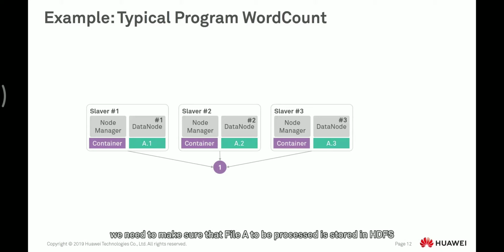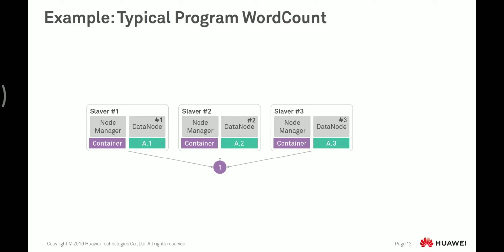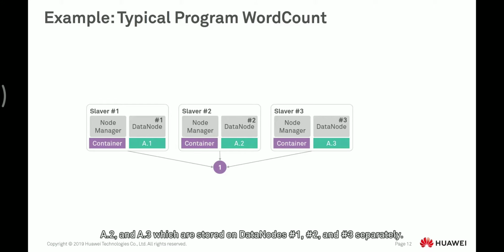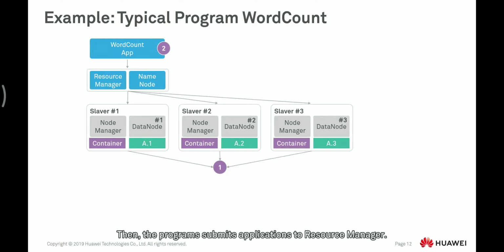First, we need to make sure that file A to be processed is stored in HDFS and divided into blocks A1, A2, and A3, which are stored on data nodes 1, 2, and 3 separately. Then, the program submits applications to Resource Manager. The Resource Manager creates jobs based on the request and creates 3 map tasks as well as 3 reduce tasks that run in containers, based on the number of blocks.